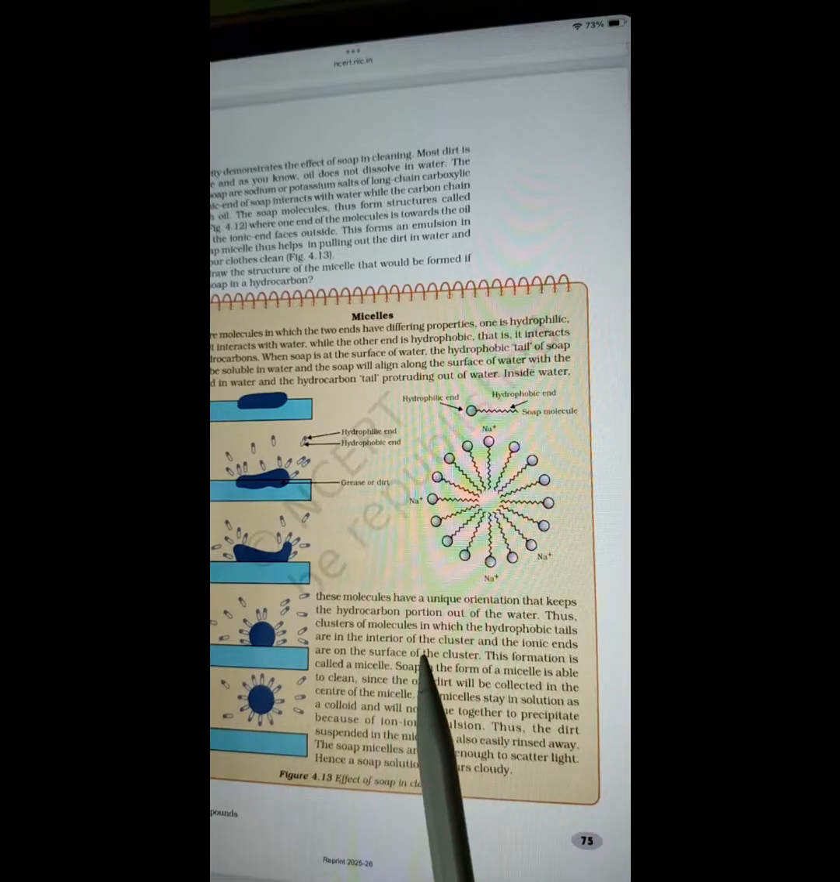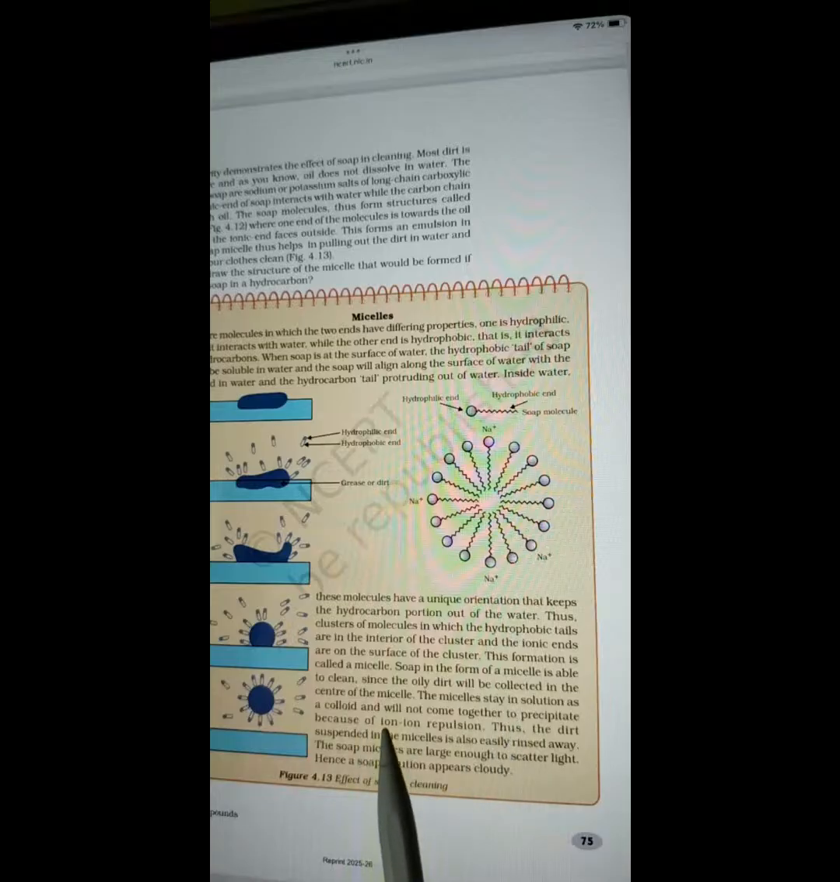Thus, clusters of molecules in which the hydrophobic tails are in the interior of the cluster and the ionic ends are on the surface of the cluster. This formation is called a micelle. Soap in the form of a micelle is able to clean since the oily dirt will be collected in the center of the micelle.